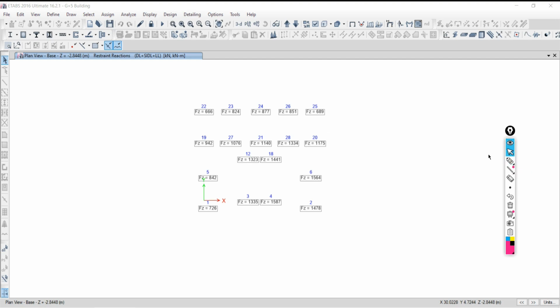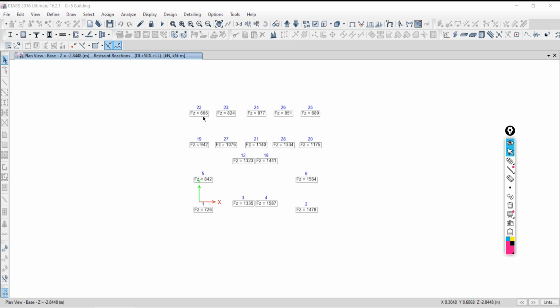So look at the loading reactions first. What reactions are there? 666, 824, 877, 851, 689, and 842, 942. So some of them are more than 1000, and most of them are between 500 and 1000, right? So I'm going to take the first group first.